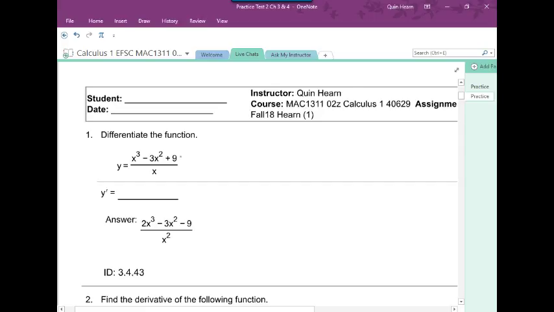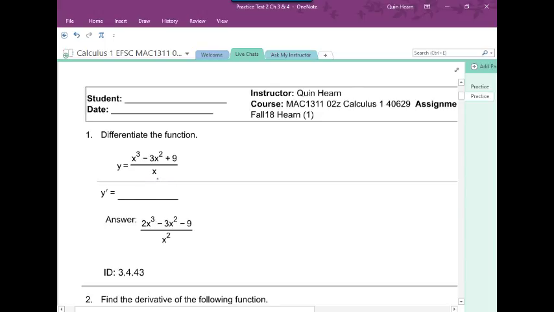So when you look at this function and you're asked to find the derivative, you want to look at the form of the function. Notice that it's a quotient. So what that means is you cannot just take the derivative of the top and the derivative of the bottom. You would have to apply the quotient rule if you leave it in this format.